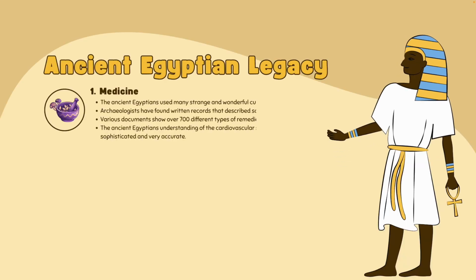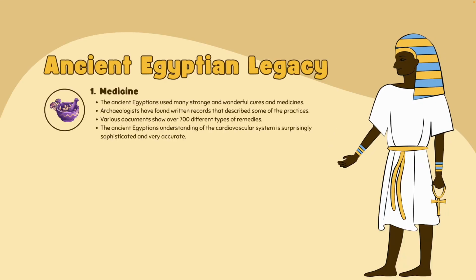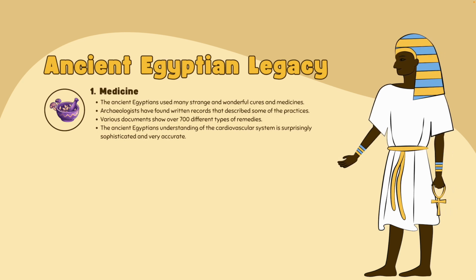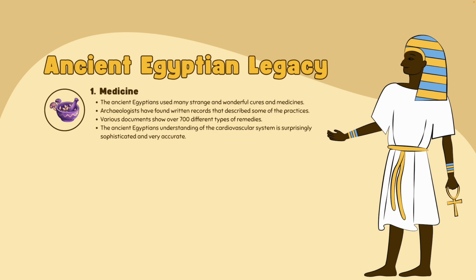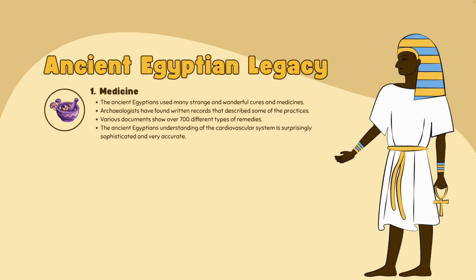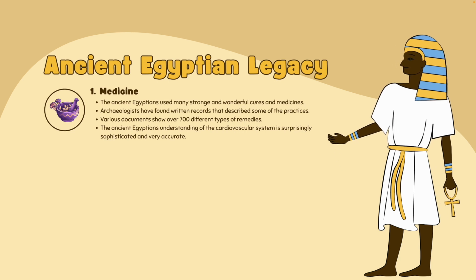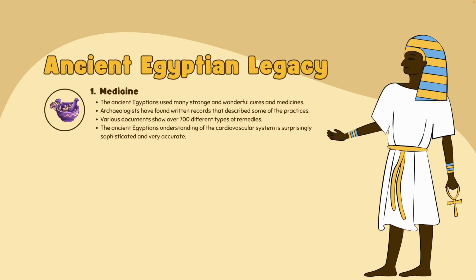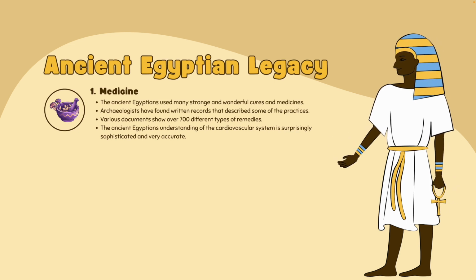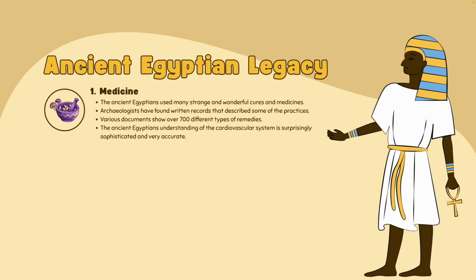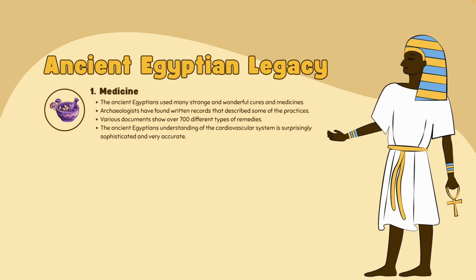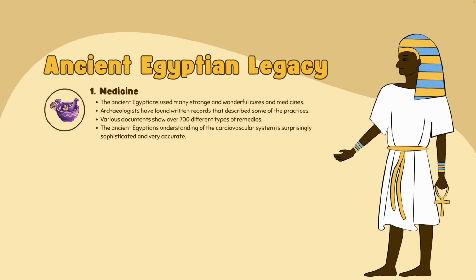So now we're going to look at the legacy of the ancient Egyptians. Like I said, there's so many things that the ancient Egyptians have done. Now the first thing is, ancient Egyptians were the first people in medicine, right? Because they had so many things that were detailed, so many things that were put into documents, and archaeologists have found so many records of treatments that the ancient Egyptians carried out.